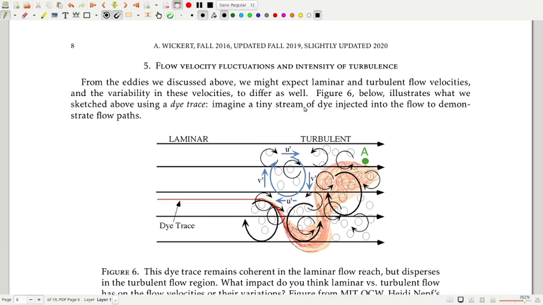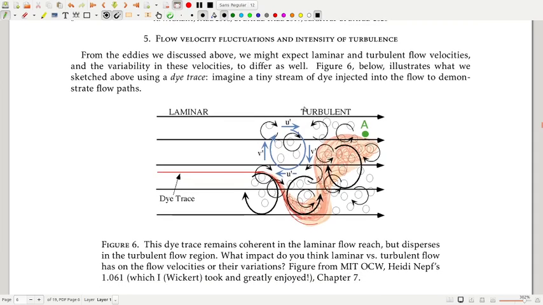So this figure right here, which I'm borrowing from Heidi Neff's course notes because I think it's fantastic, is showing this transition between laminar and turbulent flow. And a couple lectures ago, we sketched that out ourselves. But let's just look at it here again.